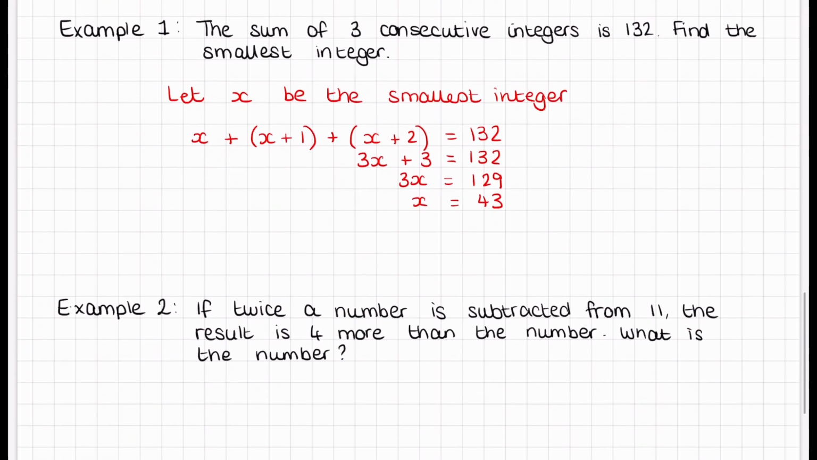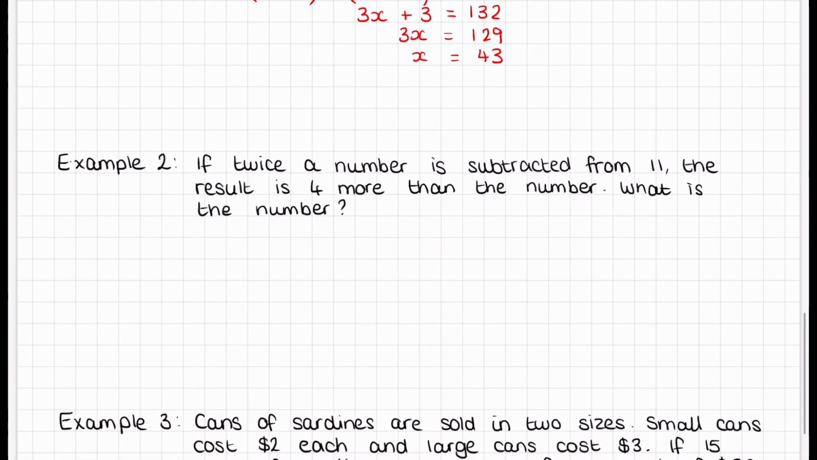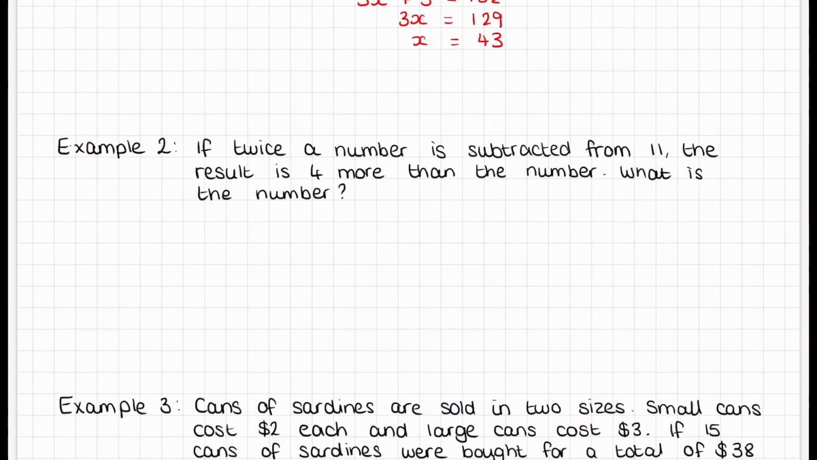Next example, if twice a number is subtracted from 11, the result is 4 more than the number. What is the number? So here, once again, we just need to define our variable and then make the equation. I'm just going to say let x be the number. Now twice a number, so we want twice x, is subtracted from 11, so it'd be 11 minus 2x. The result equals 4 more than the number, so x plus 4.